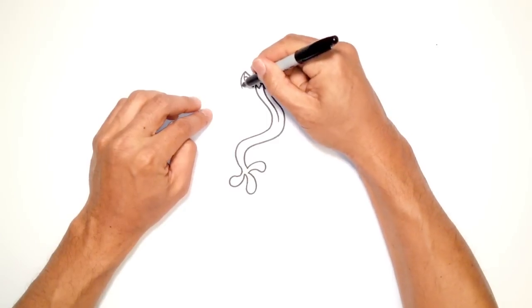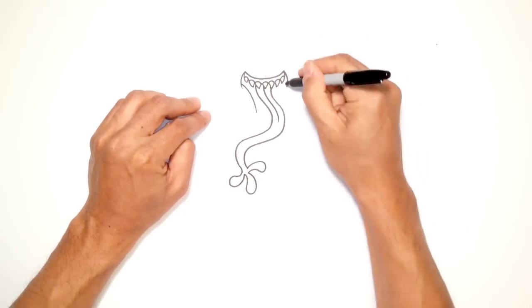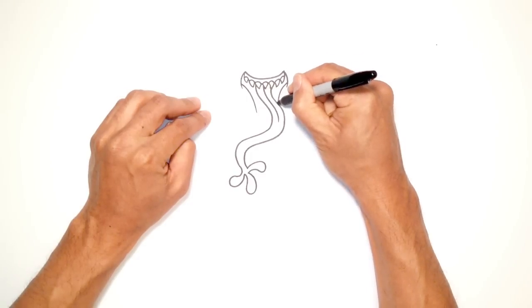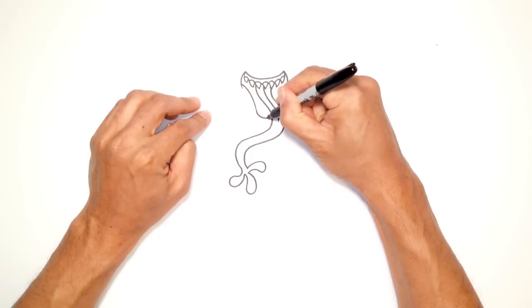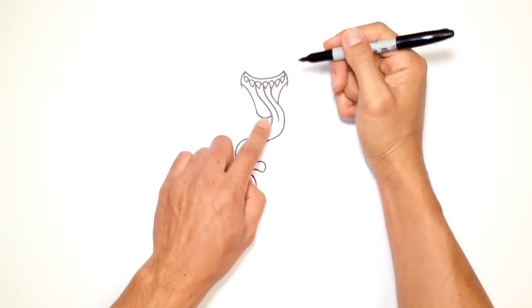Now from here, I'm going to do an overlap. So I'm going to come up a little bit, and I'm going to curve down. I'm going to do the same thing on the right side, and just tuck that in behind the tongue. And from this point, I'm just going to curve back up, just to finish off the bottom of the mouth.